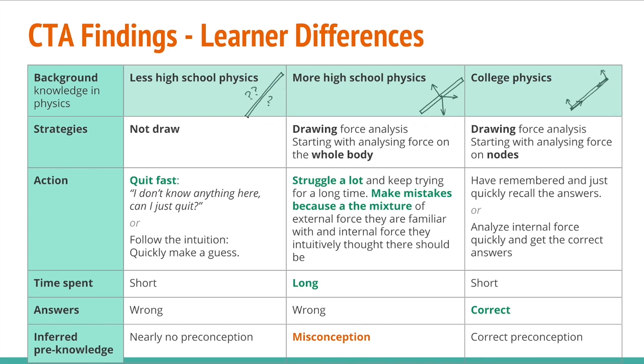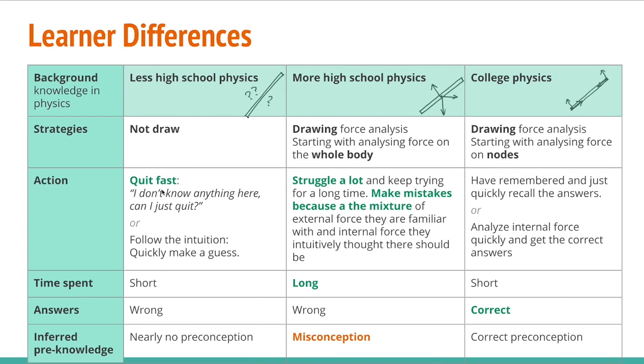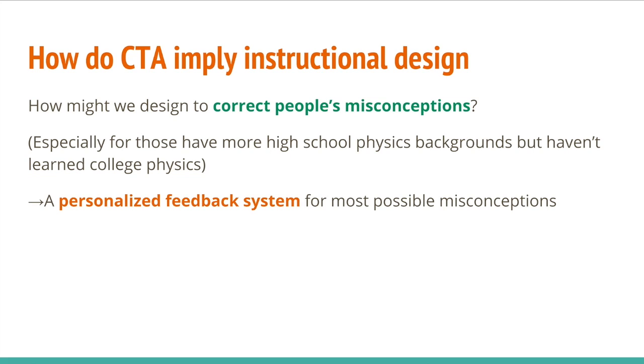They make a mixture of those two kinds of drawing. They mix the external force and internal force. Clearly, they have a misconception that is bothering them from getting the correct answer. So what we want to do is to correct their misconceptions. And see, the more expert students, they don't have the misconception and do things quickly and correctly, while the most novice students also don't have the misconception, so they do things quickly and wrong. So here comes our second how might we question. How might we design to correct people's misconceptions? The answer is a personalized feedback system for the most possible misconceptions.